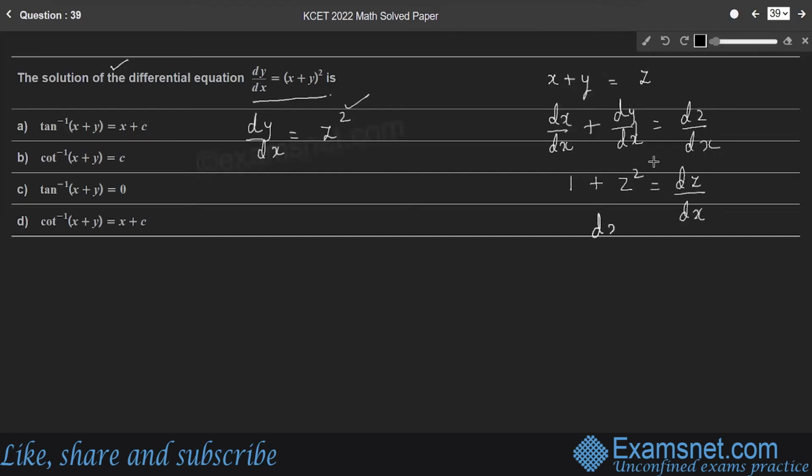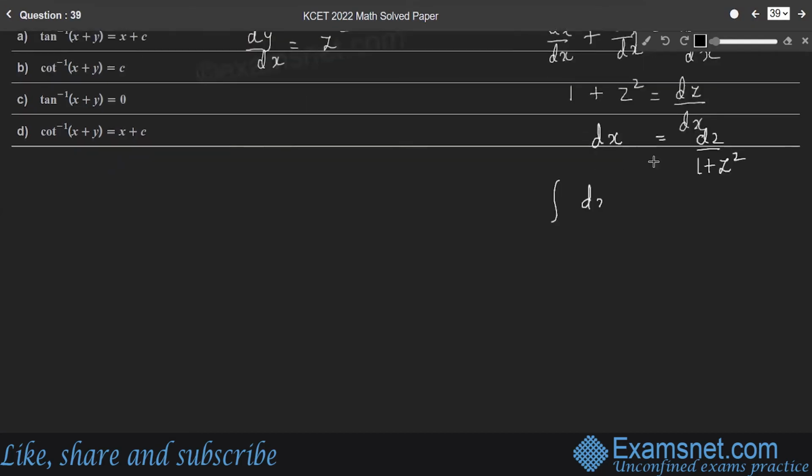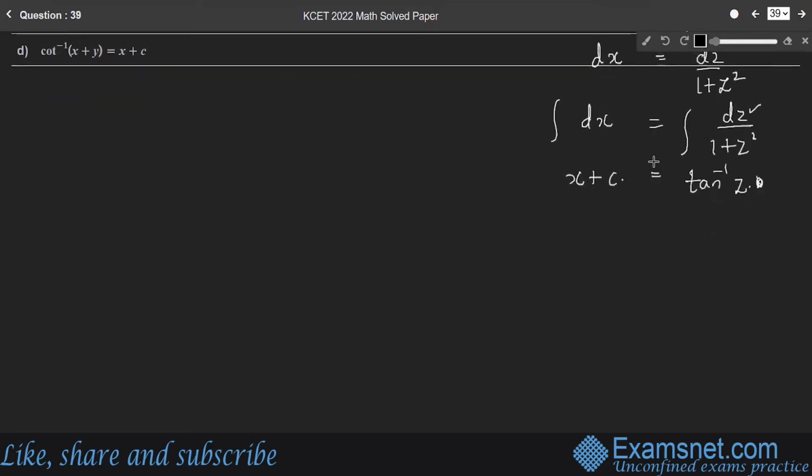Before integrating, dx becomes dz by 1 plus z square, right? So, now integration of dx is equal to integration of dz by 1 plus z square. Integration of dx is x plus a constant c, right? Is equal to, integration of 1 by 1 plus z square with respect to z is always tan inverse z, right? So integration of 1 by 1 plus x square is tan inverse x. Here it is z, so tan inverse z plus a constant, so we just leave that, tan inverse z.